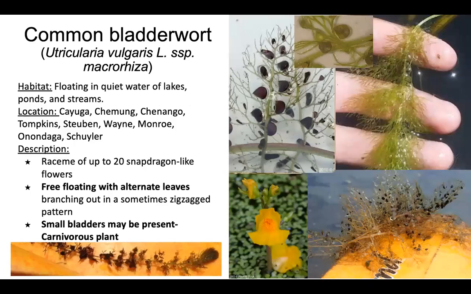Next is common bladderwort. So this is also native. This is a free-floating plant with alternate leaves. And if you find this plant, it's pretty cool because it is carnivorous. It has small bladders, so these black sacs that you see on the plant actually collect small microscopic organisms, and the plant will gather nutrients. So that's why it's carnivorous, actually. Very cool plant. If you happen to get this on your rig, definitely take a good picture of it.